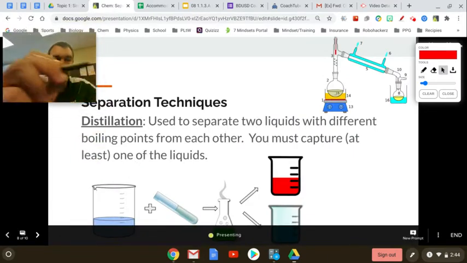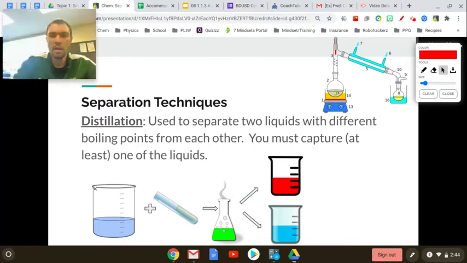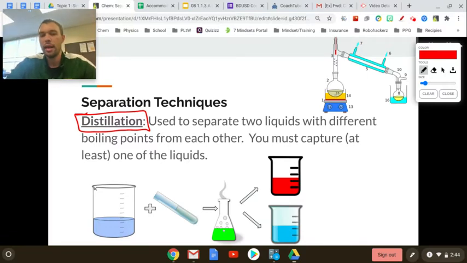The last one we're going to talk about here is distillation. Distillation is used to separate two liquids with different boiling points from each other. So we must capture one of the liquids at the end. So what we can do here, this is water. We could say that maybe this is oil. I know they don't really mix together. That's okay. You could get two things that mix together. So water and, I don't know, something that's not water-based. Maybe an alcohol, like isopropyl alcohol, that rubbing alcohol.